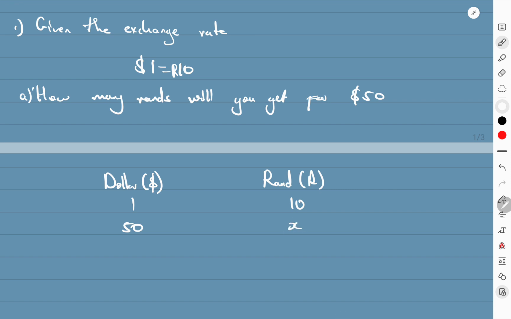Over there I'm going to have the X. I'm going to cross multiply, right? The number that is above multiplies the one that is below, and the one that is below multiplies the one that is above. It means I'm going to have the 10 multiplying the 50, I'm going to have 500. It is equal to, and the 1 multiplies the X, I'm going to have X. It means if you have $50, you are going to have 500 rands. How many rands will you get with $50? You are going to receive 500 rands.